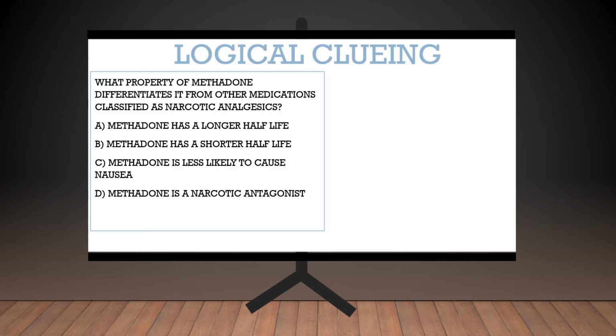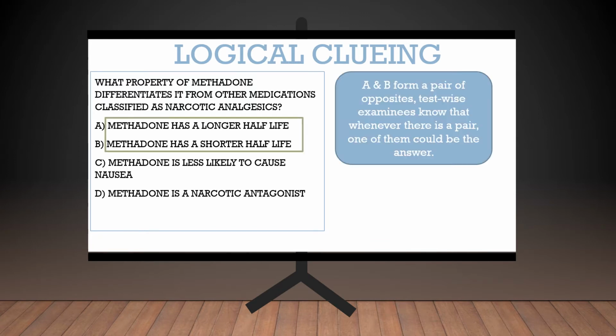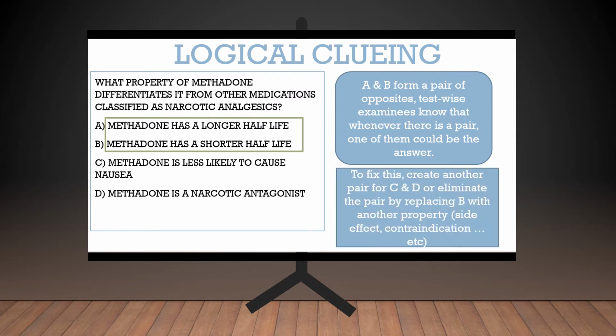Logical cluing. In this example, you'll notice that A and B form a pair of opposites. Test-wise examinees know that whenever there is a pair, one of them could be the answer. To fix this, create another pair for C and D, or eliminate the pair by replacing B with another property, side effect, contraindication, etc.